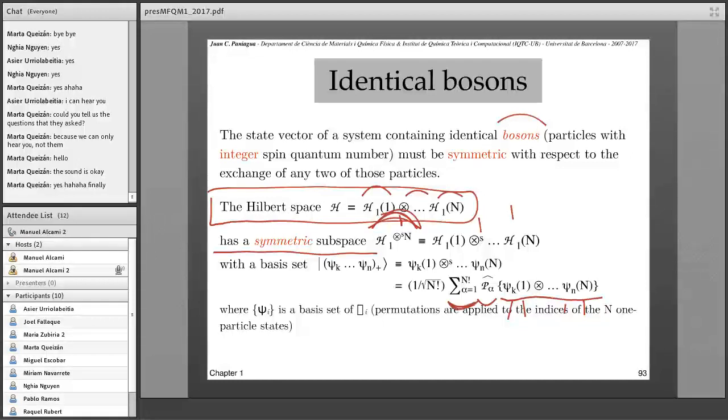And then the sum of all of those permuted products is of course symmetric, because if we exchange two of these states, we obtain another permutation which is within the sum, and so we only make an exchange between two terms of the sum, and the complete sum becomes invariant. And this is a normalization factor, because you know that the number of permutations is n factorial. Okay. Well, we have a basis set. Here the symbol has disappeared.